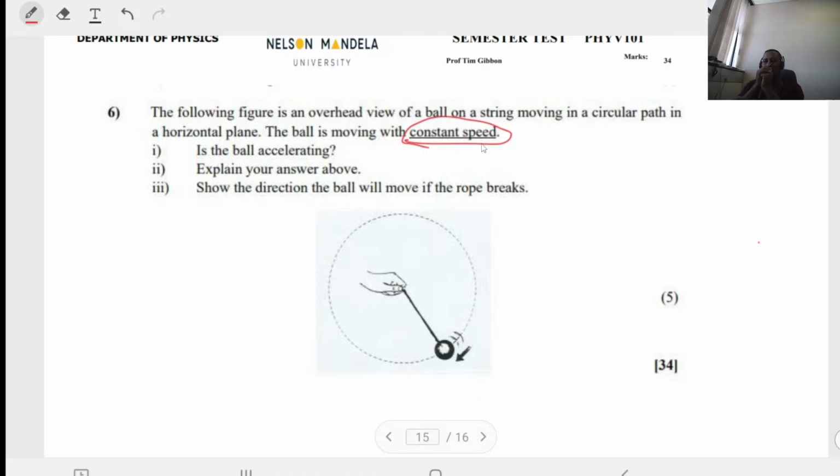And then question number 1 says, is the ball accelerating? Please, there is no workout here. It's just conceptual. Is the ball accelerating? Yes or no? If yes, why? If no, why? Question Roman number 1 and Roman number 2. What do you say? Let's see question number 1. Is it accelerating?